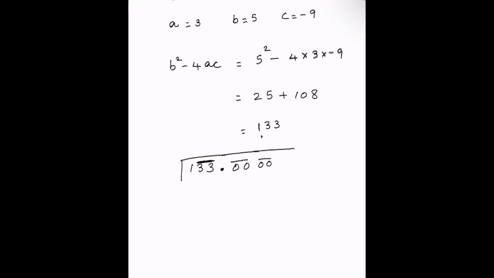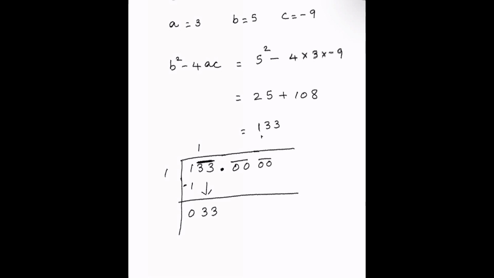Now for 1, it doesn't have any pair. So you need to find the number that gives 1 as the square. 1's square is 1, put that. So 1 into 1 is 1, subtract, you get 0. Bring down this pair now. So you are getting 33 here. Okay, so 33 is brought down.